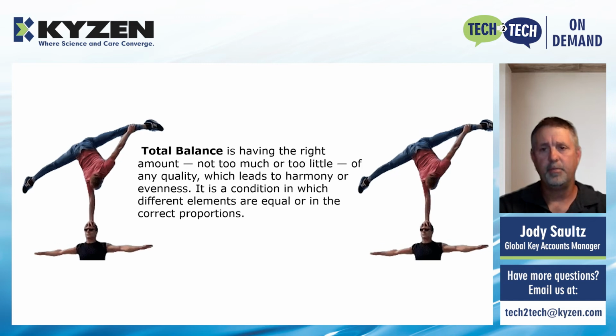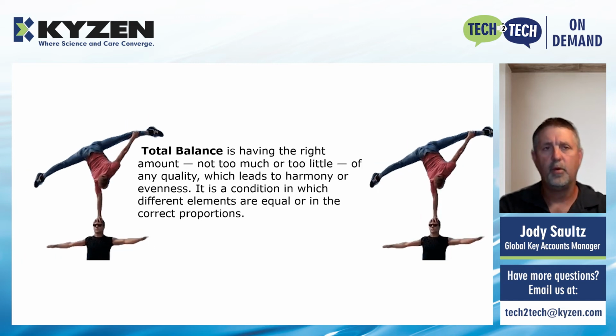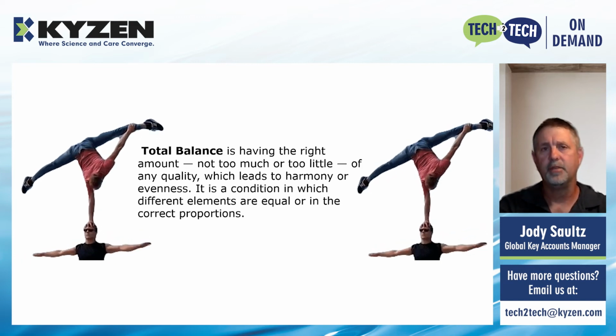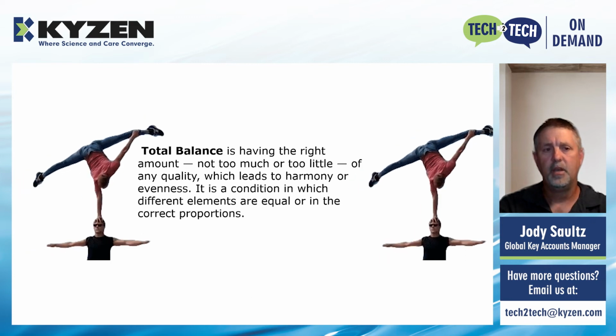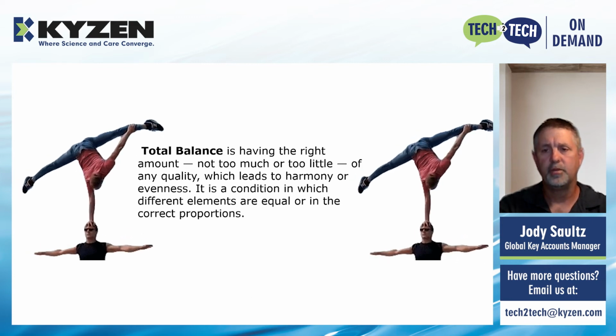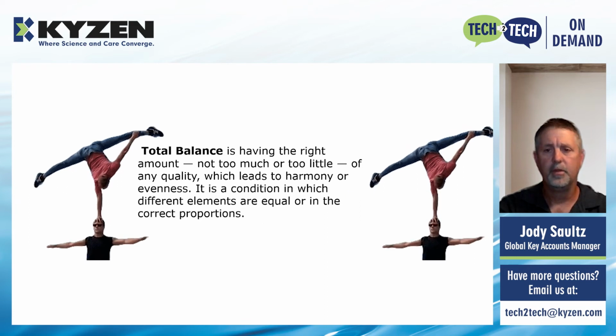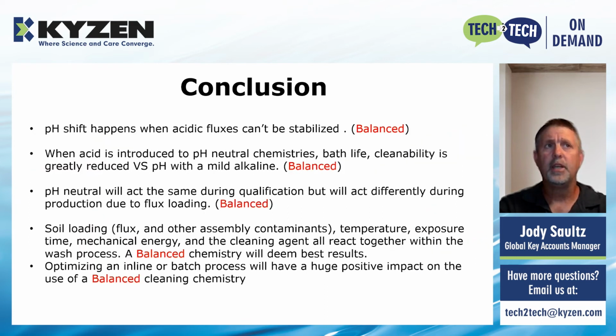And the reason I bring this up is because without a good piece of equipment, or without the right chemistry, or without the right facility feeds, you're going to run into some cleanability issues that are going to cause you problems down the road. So, in conclusion, just real quick, pH shift happens when that acidic flux can't be stabilized. Why it's good to have a balanced chemistry. When acid is introduced to pH neutral chemistries, it's going to affect bath life, and cleanability can be greatly reduced.